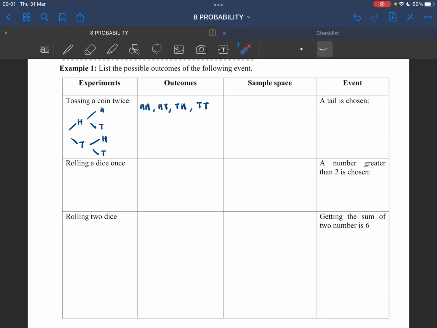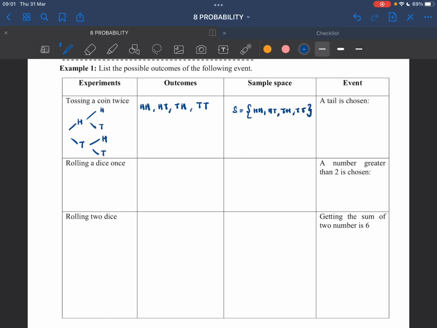This is the first toss, this is your second toss. So there are differences between all the 4 outcomes. What is the sample space? Sample space is just the same as the outcomes. You just have to write it in bracket form: HH, HT, TH, TT. This is how we write our sample space.